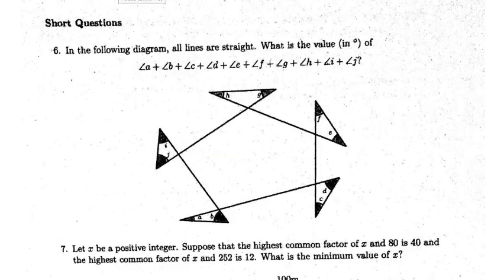SMO 2019 Junior Section First Round, short questions, problem number 6. In the following diagram, all lines are straight. What is the value in degrees of a plus b plus c plus d plus e plus f plus g plus h plus i plus j?